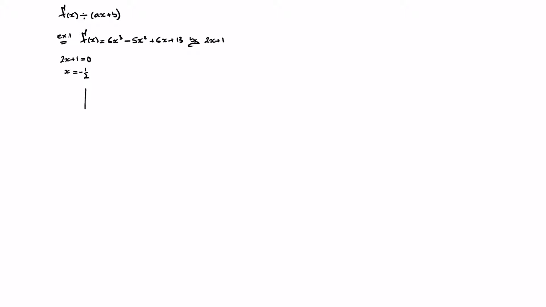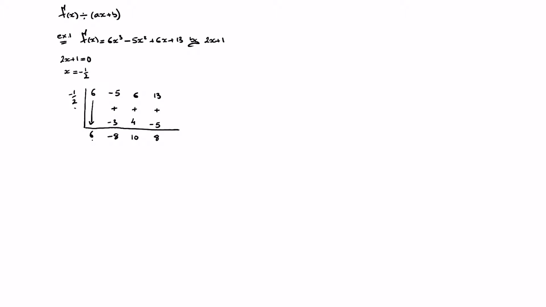And we do this here. We make our table, and picking up on the coefficients of this polynomial, those are 6, negative 5, 6, and 13. And we're evaluating this at negative 1/2. So, carrying down the 6, negative 1/2 times 6 is negative 3. Negative 5 plus negative 3 is negative 8. Negative 1/2 times negative 8 leads us to 4. 6 plus 4 is 10. Negative 1/2 times 10 is negative 5. And 13 plus negative 5 leads us to 8.